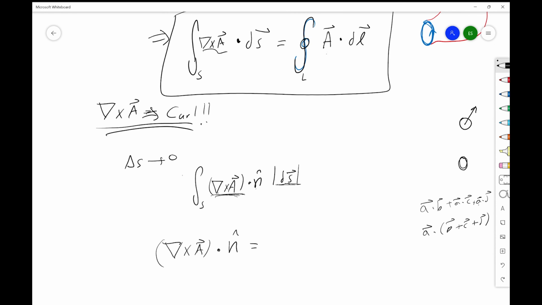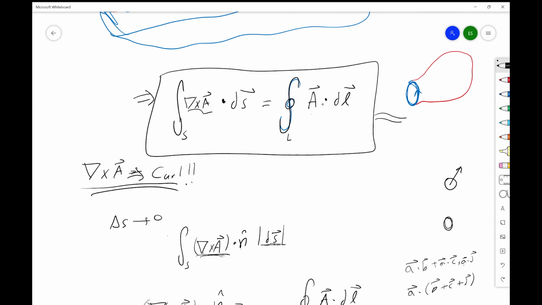Which now I can take to the other side. So this becomes A dot dl. This is called Stokes theorem.